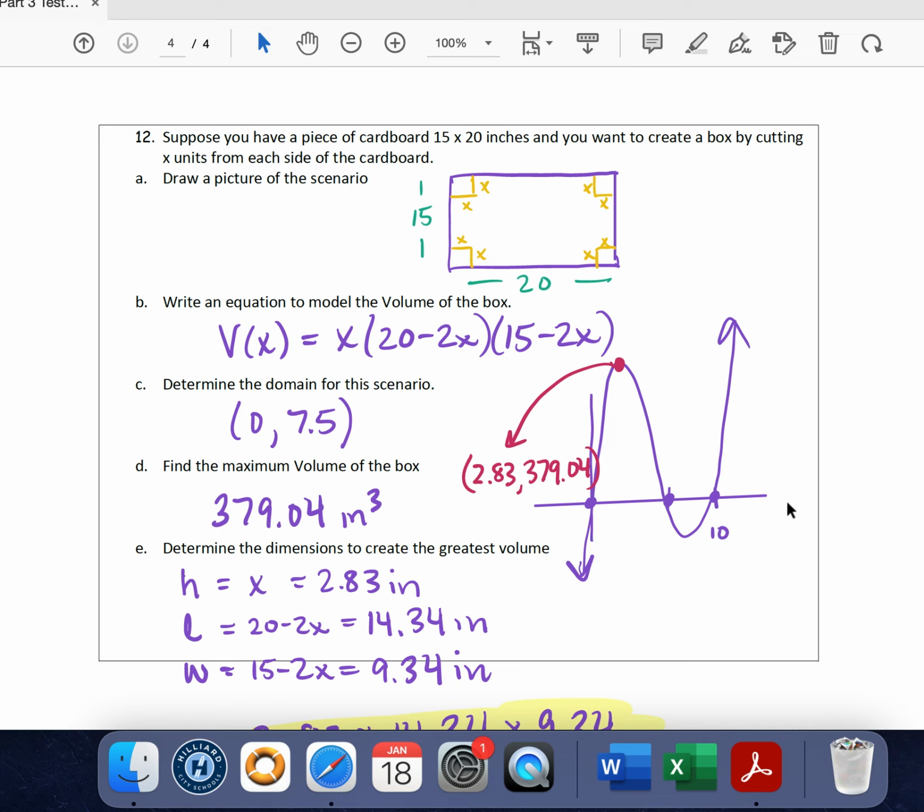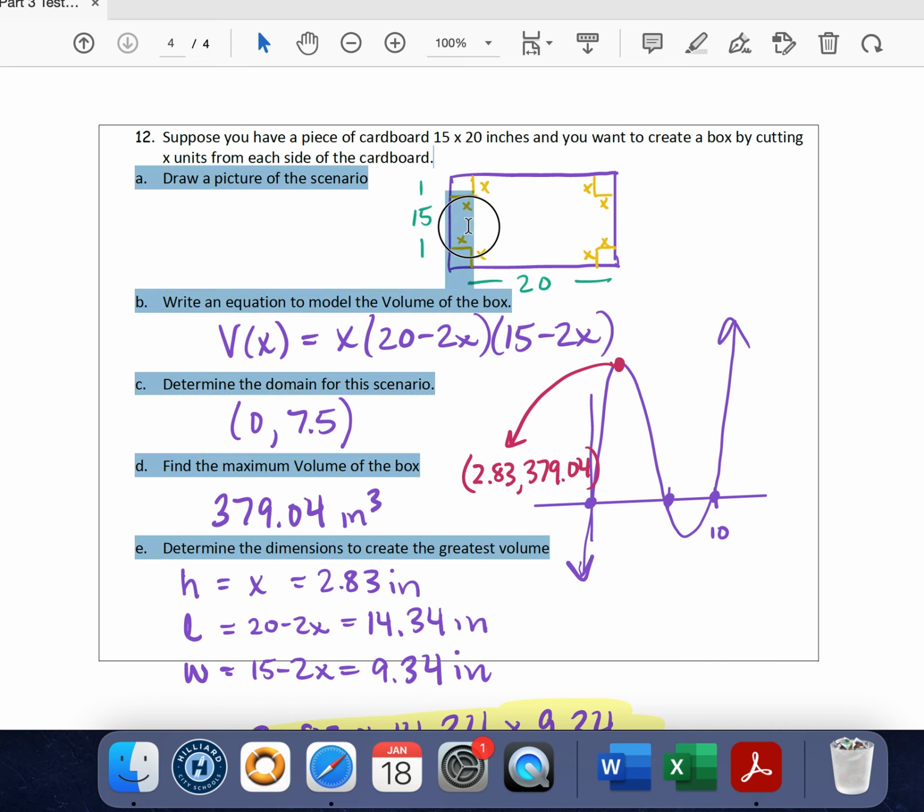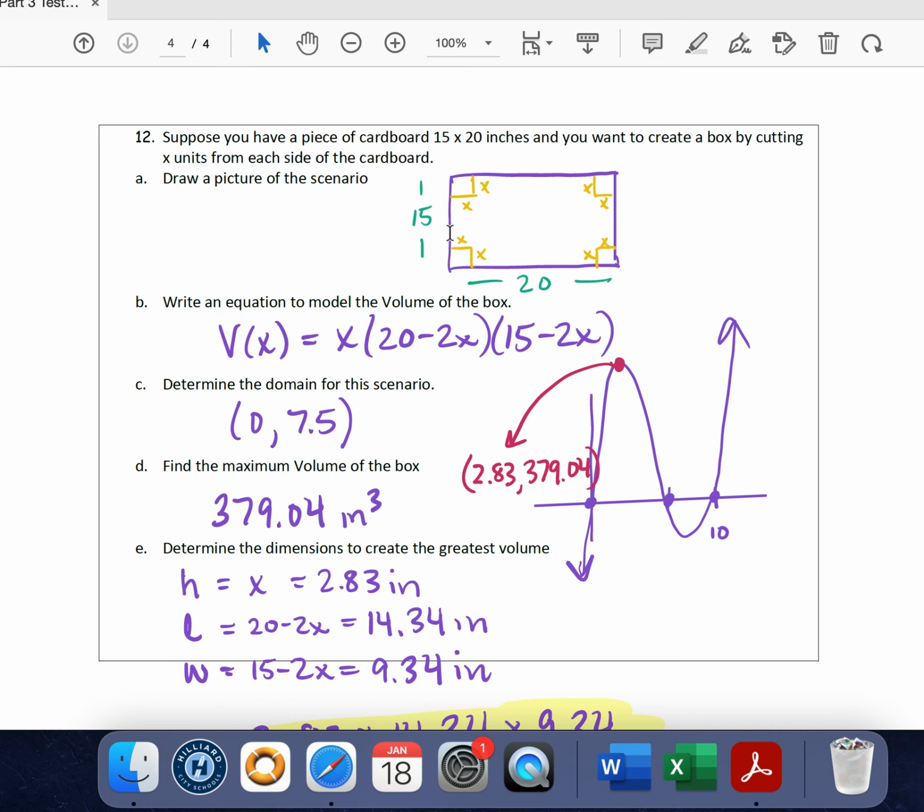The domain is between 0 and 7.5. Like, this thing is only 15 long here. So you can't cut off from both sides more than half. You can't cut off 7.5. You wouldn't have a box anymore. You got to cut off less than 7.5, which is why I use a parenthesis here.